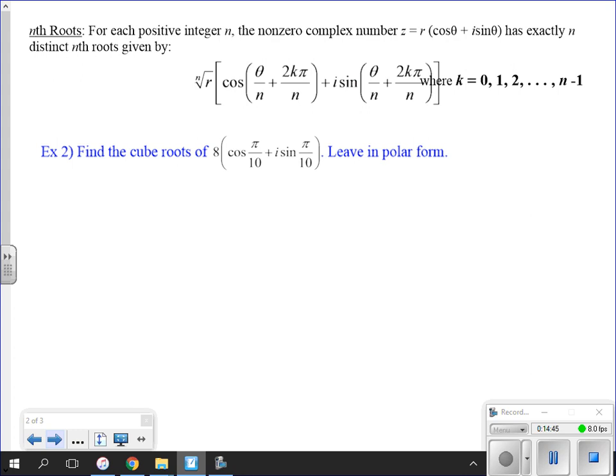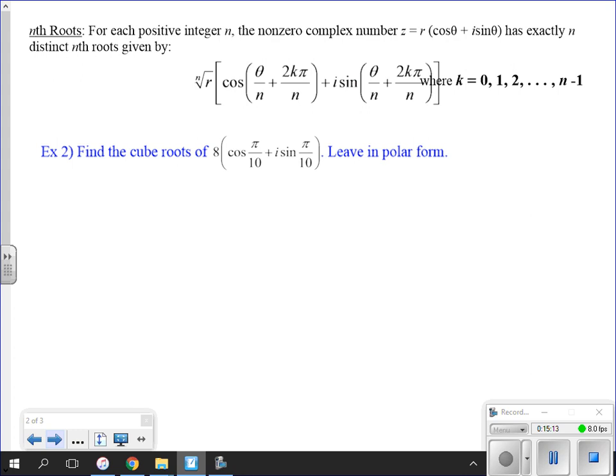So if I want to take the nth root, it's a little more complicated. Instead of taking the nth power, I want to take the nth root. Well, the r is pretty much the same thing. If I took a power, I took the r to that same power. I want to take a root, so I want to take the nth root of the r in front. The interior is a little more complicated, okay?